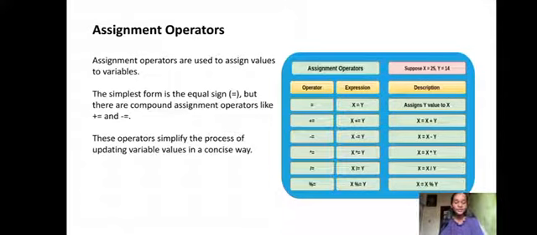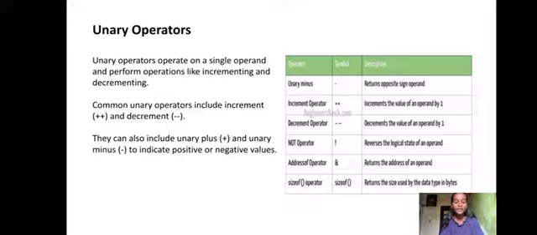Unary operators. Unary operators operate on a single operand and perform operations like incrementing and decrementing. Common unary operators include increment, plus plus, and decrement, minus minus. They can also include unary plus and unary minus to indicate positive and negative values.